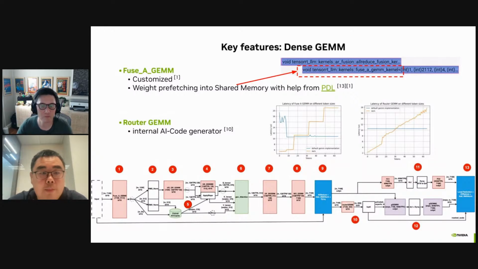For Router GEMM, the highlight is that we have introduced the AI code gen generator. In other words, the kernel is fully written by our AI code gen generator. It's the first time that we have introduced the AI code gen generator in TensorRT-LLM. It's a nice try.